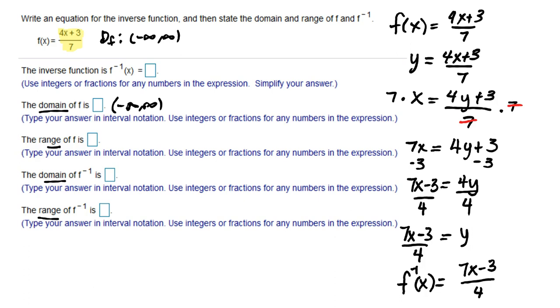The inverse, remember, switches the x and the y. So the domain of the function is going to be the range of the inverse. So I know that the range of the inverse is going to be -infinity to infinity as well. Okay, then I'm going to look at the inverse, (7x minus 3) over 4. That is also a polynomial function, more specifically a linear function. And so that's going to have a domain of all real numbers, or -infinity to infinity. And remember, the x and the y values get switched. So the domain of the inverse is going to be the range of the function. So that's going to be -infinity to infinity.